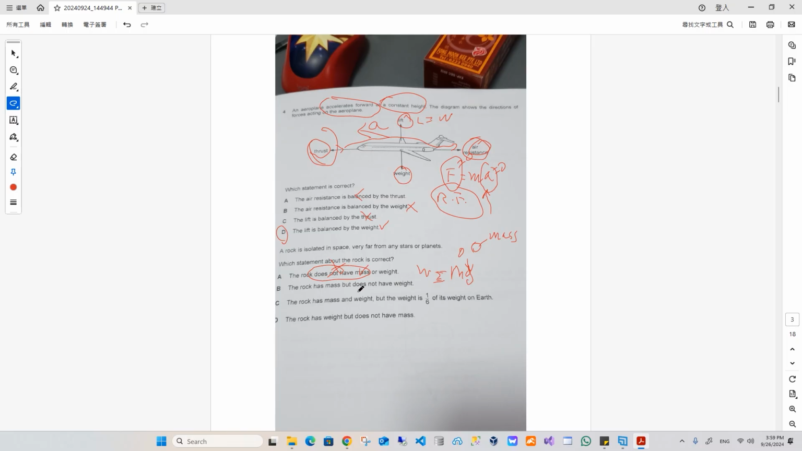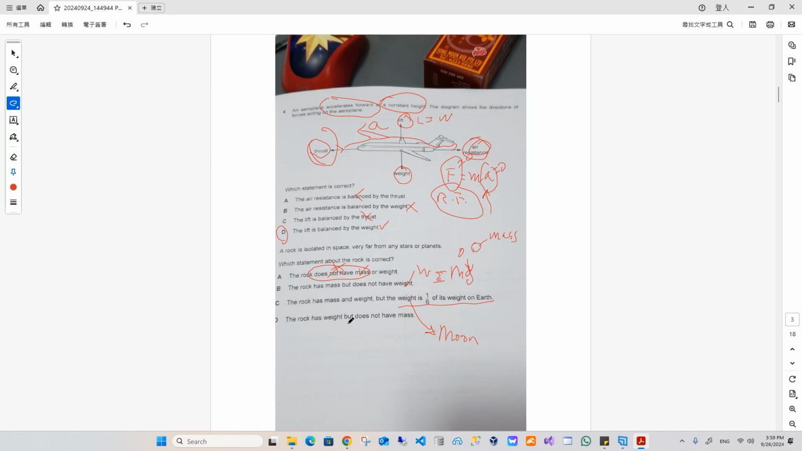The rock has mass but does not have weight. This may be correct because there's no gravity. The g is zero, but the m is a constant. Constant times zero, the weight actually is zero. The rock has mass and weight, but the weight is 1/6 of its weight on the Earth. That means the gravity is 1/6 of the gravity of the Earth, right? This is actually the moon. This sentence is weird.